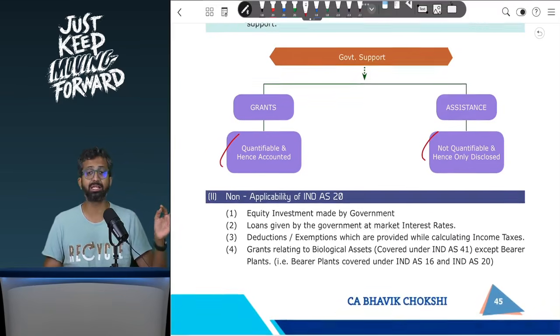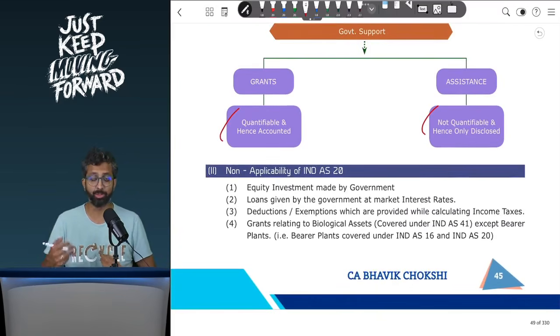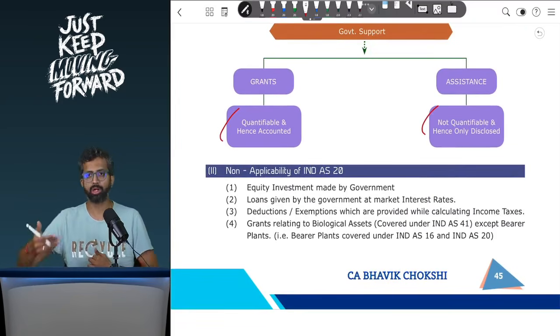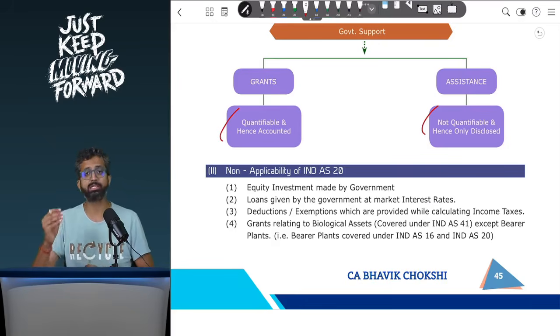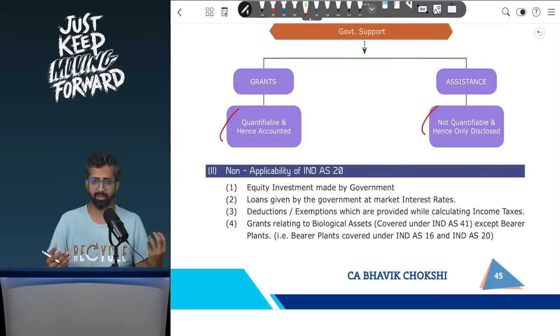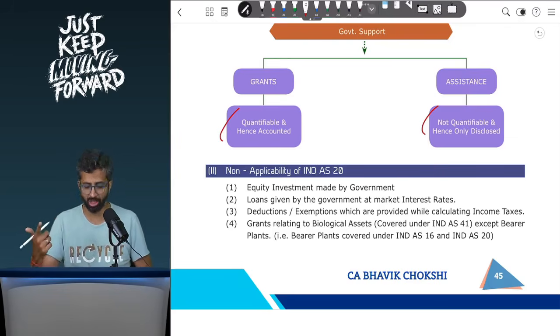First, if this is an equity investment by the government. If it is an equity investment, remember it is an investment for a return like dividend or capital appreciation and hence not a grant. Second is loans given at market rates. Again, grants are usually non-refundable, loans are refundable, and if they are given at market rates, there is not even any interest benefit given, and as a result, loans at market rate of interest are also not grants because they are returnable.